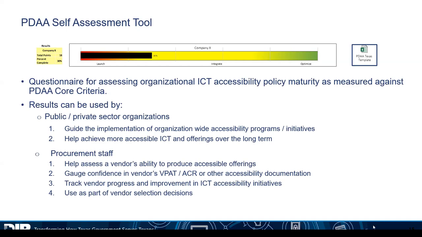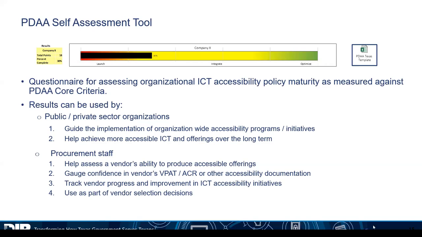So when you do that, it's important to realize that we talk about this being used in procurement, but you can use it in any public or private sector organization just to gain a high-level perspective on where you are on the scale. Are you mature? Are you really lacking in a lot of areas? And then you can use the results to look at the gaps and put together an accessibility program.